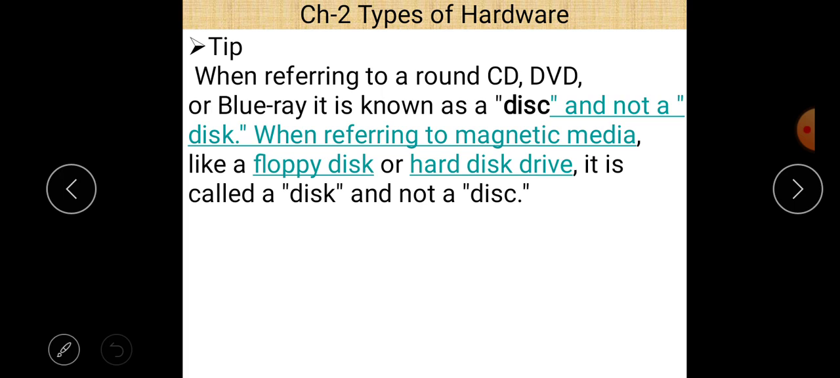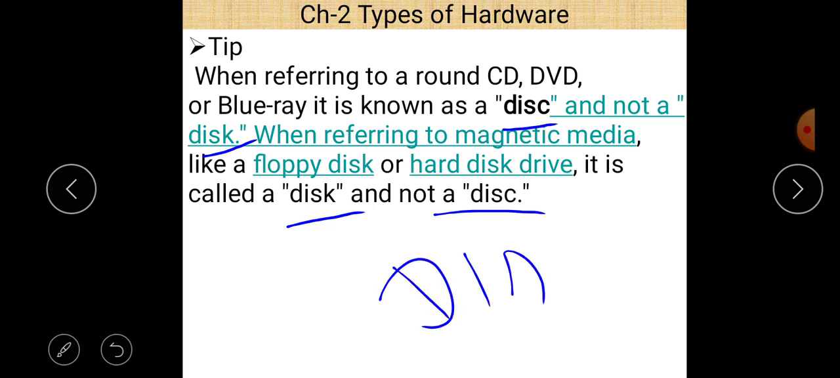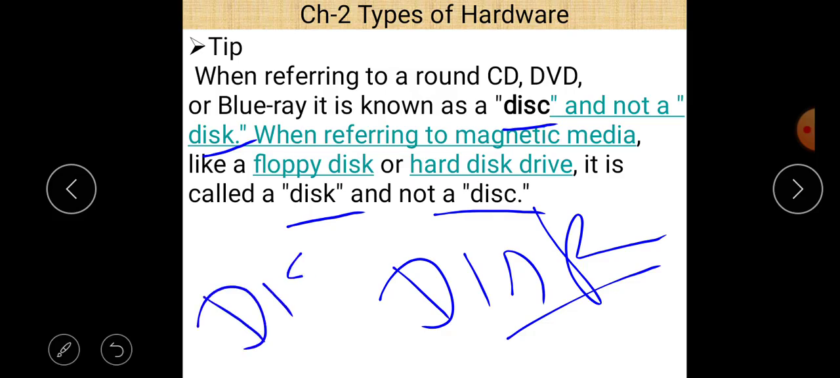When referring to a round CD, DVD, or Blu-ray, it is known as a disc, DISC, and not as a disk. And when referring to a magnetic medium like a floppy disk or a hard disk drive, it is called a disk, DISK, not a disc. So that is a small but important point regarding CD, DVD, and hard disk. For hard disk, we use the spelling disk, but in case of CD, DVD, we use DISC.